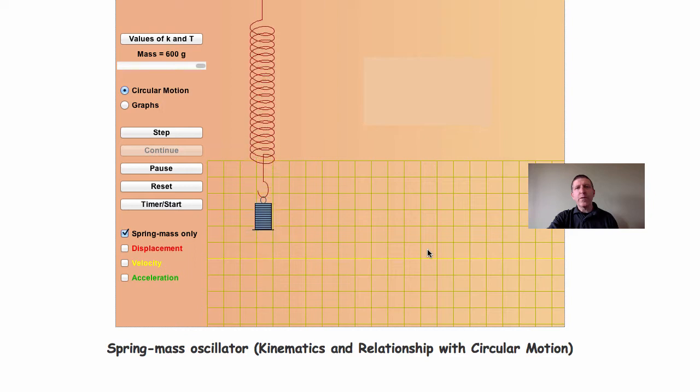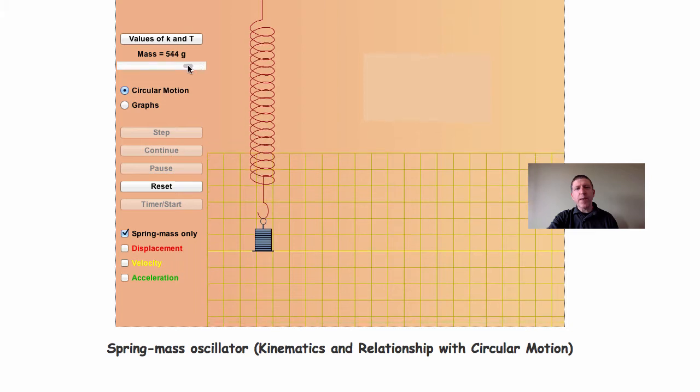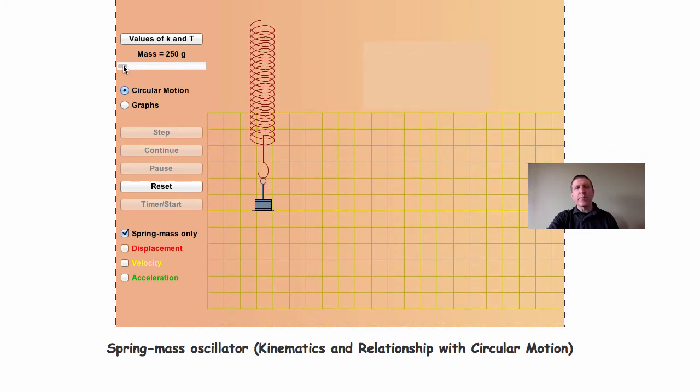Now I'm going to change the mass by reducing it. Watch what happens to our equilibrium point as I reduce the mass. It makes sense the equilibrium point goes up because gravity's not pulling as hard. But I'm still going to pull it down the same amplitude. Watch what happens to the frequency now. 1 and 2 and 3 and 4.